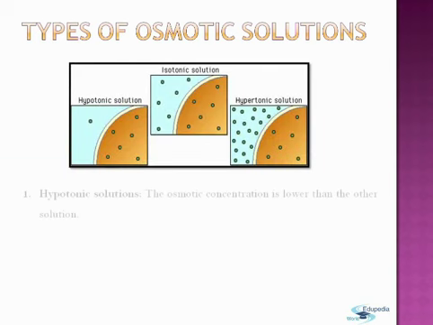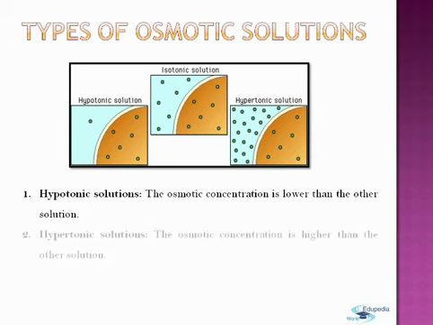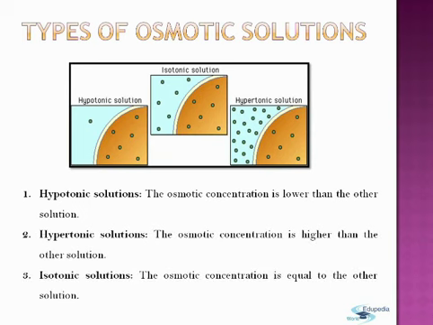Based upon osmosis, the solutions can be divided into three categories now. First is the hypotonic solution, second is the isotonic solution, and third is the hypertonic solution. If we try to define each of these solutions, first we will start with the hypotonic solution. As you can see in the figure, the osmotic concentration of the solution is lower than the other solution. If we consider two solutions, the blue one and the yellow one, we can see that the blue one has a lower concentration. This is the hypotonic solution.